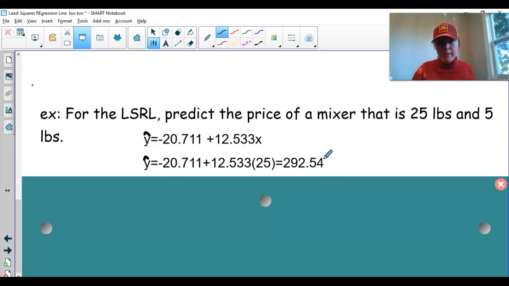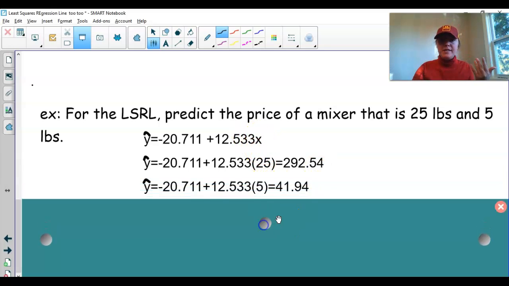Again, it's all about a prediction. We could do it again with that 5 pounds, again, plugging 5 into x and then just typing into your calculator, okay? Plug and chug. When the weight of a mixer is 5 pounds, we would predict the price to be about $41.94. Again, notice I'm saying things like about or approximately, predicted.